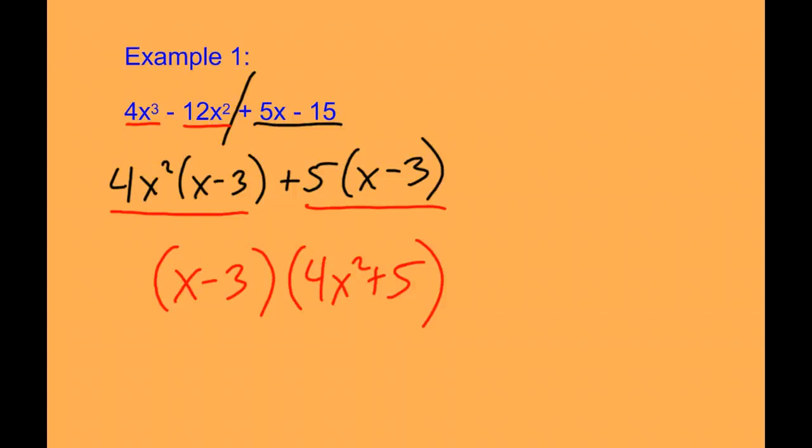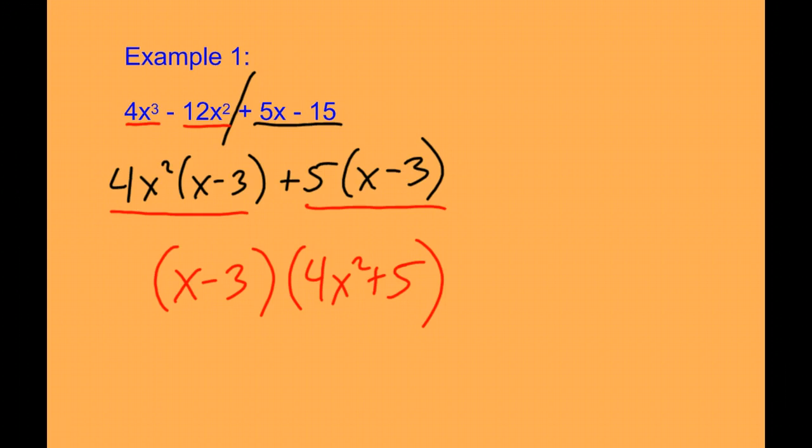Those are what our answers are going to look like. So again, what we do, we split it into 2 separate problems, the first half and the second half. Then, from the first half, we divide out the greatest common factor, 4x squared. From the second half, we divide out a 5. And then we have a common factor of x minus 3. We divide to the front. So we get x minus 3 times 4x squared plus 5. So let's go ahead and look at a couple special examples with factoring by grouping.